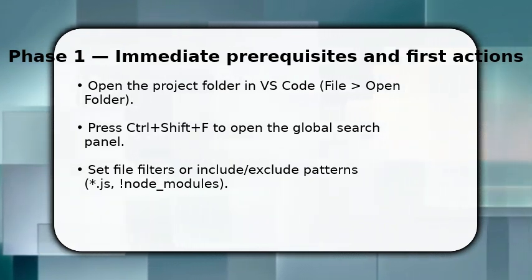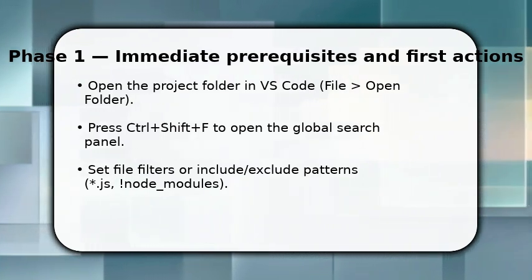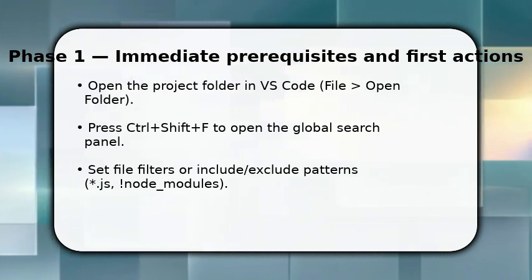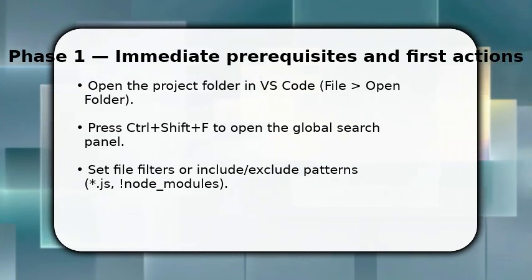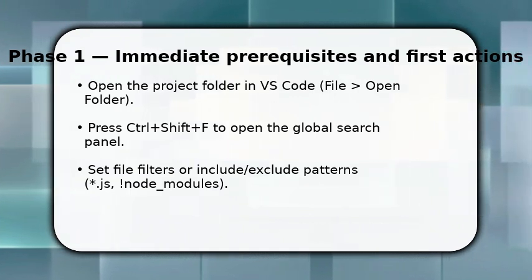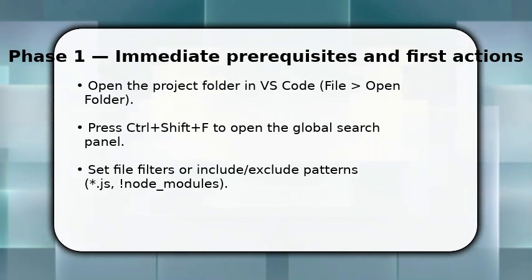Once done, type the exact word or phrase you need and make sure to set filters. For example, limit to asterisk JS, or exclude node modules. You do this to focus results and speed the search. If you prefer case sensitivity or whole word matching, toggle those icons immediately. They narrow matches and reduce noise when you inspect results.